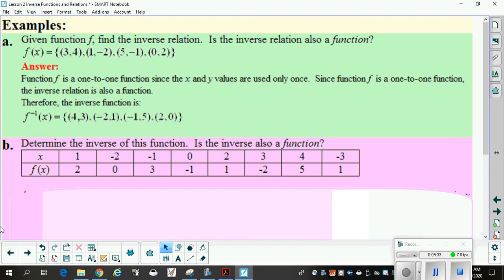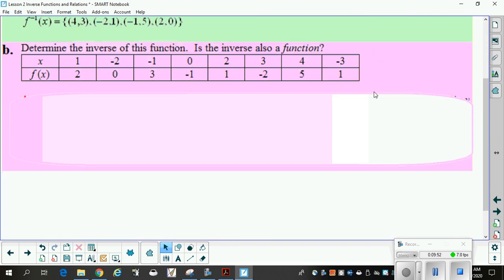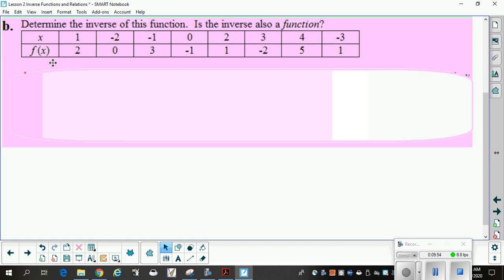Function f is a one-to-one function since x and y values are used only once. Since function f is a one-to-one function, the inverse relation is also a function. When I do the inverse, I get (4, 3), (-2, 1), (-1, 5), and (2, 0). That's it.